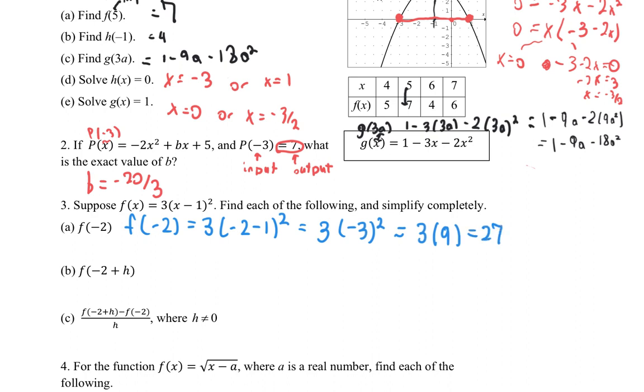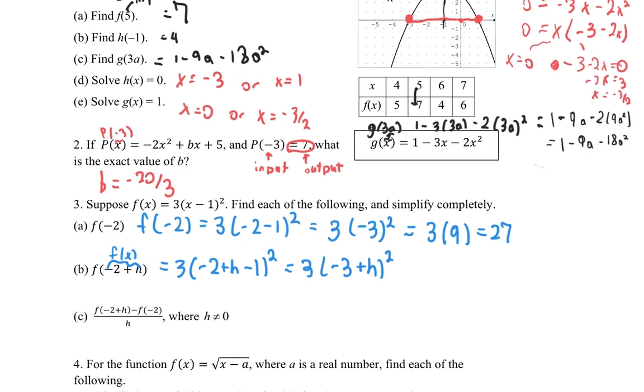Part B, it's f of negative 2 plus h. Again, this one is something that I don't get a lot of people confused. But we originally had f of x, now we have f of negative 2 plus h. So where in our f of x we had x, we're going to put that whole thing in there for x. So that's going to be 3 times negative 2 plus h minus 1 squared, which we can go and combine the negative 2 and the negative 1 inside. Negative 3 plus h squared.